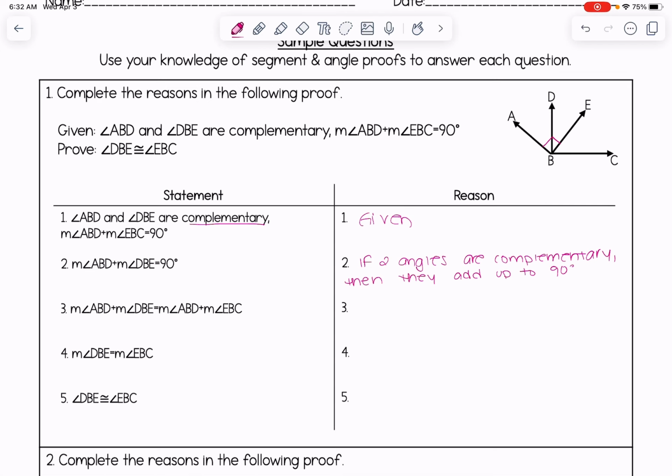All right, line 3 looks a little bit different here. Sometimes this could be a part of a proof where people get stuck, but let's take a look at it. It says the measure of angle ABD plus the measure of angle DBE. So far it starts to look like line 2 is equal to the measure of angle ABD plus the measure of angle EBC. Basically what's happening here is we're using this information from the given. So we're taking that piece, and since we know that it's equal to 90, we're basically plugging it in there instead of the 90. And when you're plugging something in, that's called the substitution property.